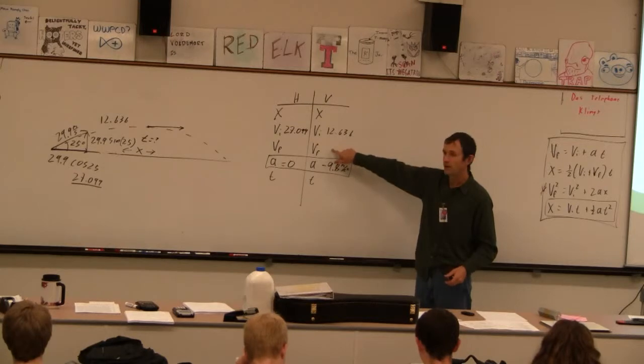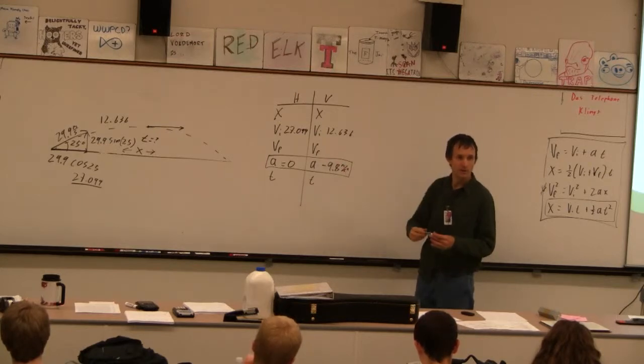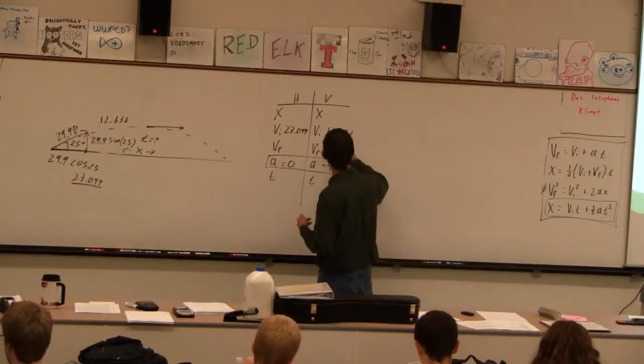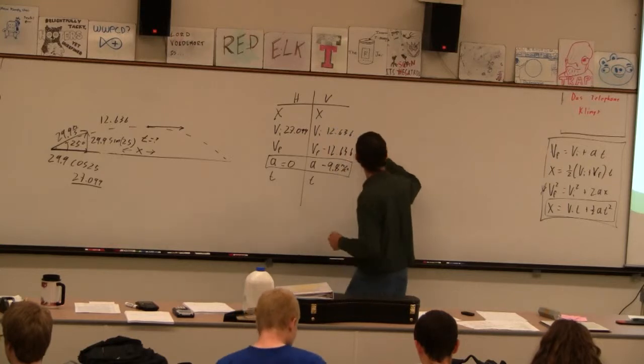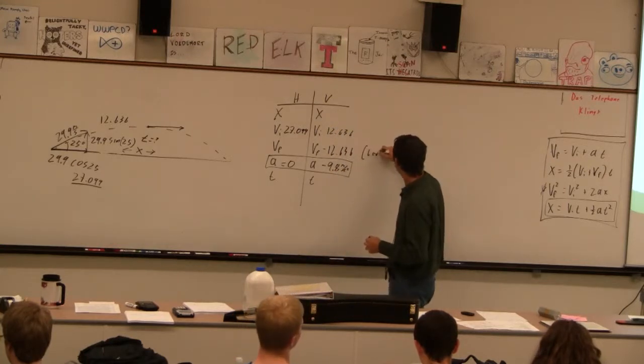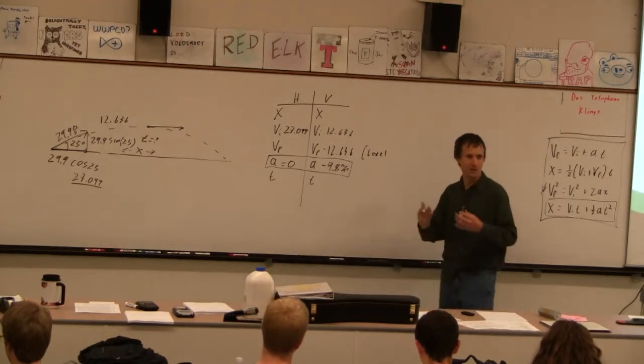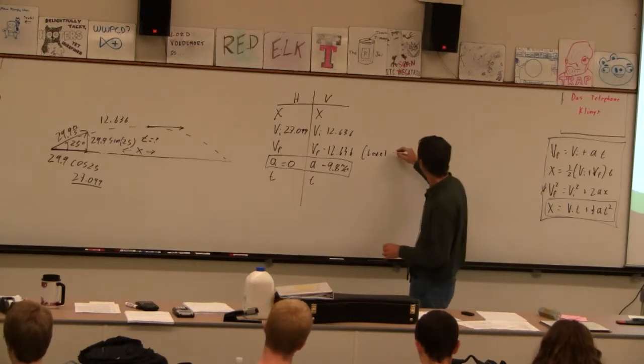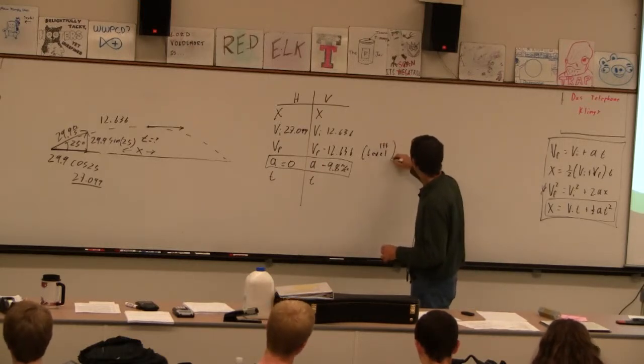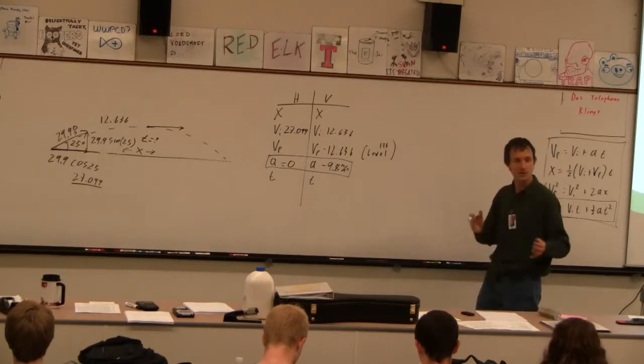What is true about this final velocity? Same as the initial, only negative, correct? Okay, so this guy is negative 12.636, and I'm going to put a little warning on that. That's if it's level. Most of our problems with arc trajectories will be that they land on a level surface, right? So if and only if it's level, that's true. You can just say it's negative that.